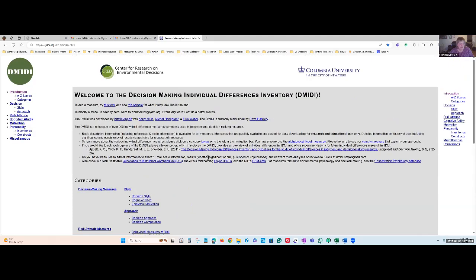Okay, so you can see this one is from the Center for Research on Environmental Decisions out of Columbia University. This one's really awesome. You can actually add tests. So the key point there is that not everything you find on this particular site is validated. Most of them that I've found are, but you can go through the A to Z scales. You can look at decision, risk attitude, cognitive ability, motivation. So I have some clients who have some real motivation-related issues.